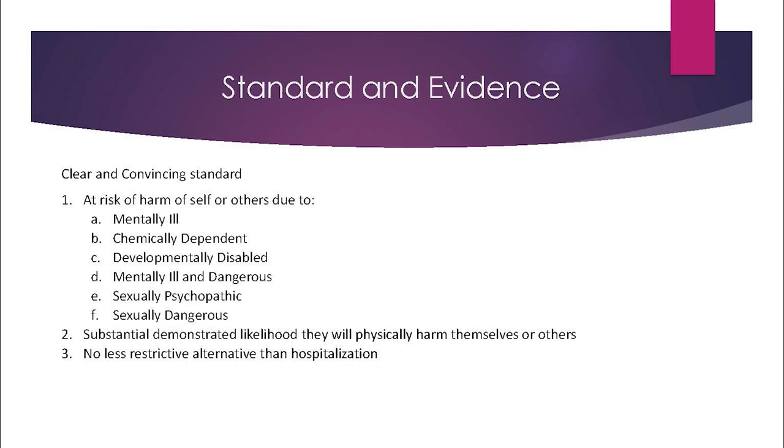Are these things here? Is there a substantial likelihood they're going to harm themselves or others because of a mental illness, being chemically dependent, being developmentally disabled, being mentally ill and dangerous, being sexually psychopathic, or being sexually dangerous? And that is the case that the county attorney brings.